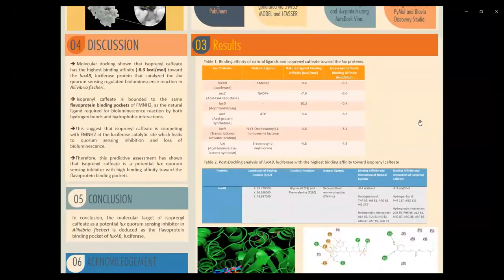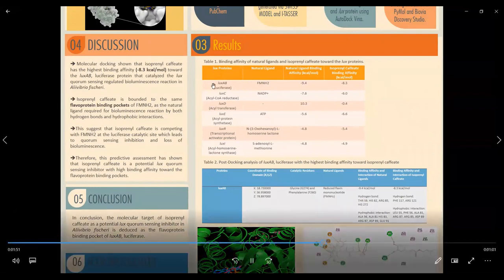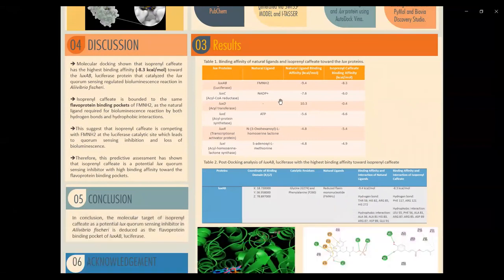So below are my results and also discussion. Isoprenucleopate actually showed the highest binding affinity of -8.3 toward the LuxAB protein, which is a luciferase protein that catalyzes a bioluminescent reaction in the presence of reduced flavin mononucleotide, oxygen, and also the aliphatic aldehyde.